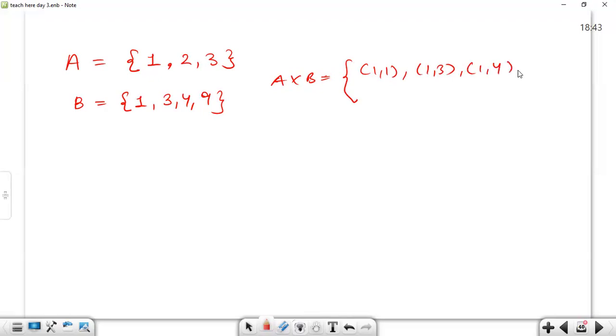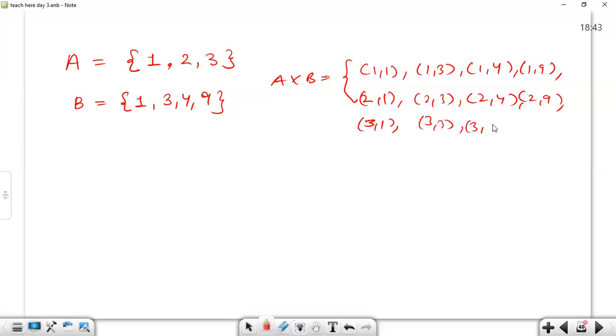(1, 1), (1, 3), (1, 4), (1, 9), (2, 1), (2, 3), (2, 4), (2, 9), (3, 1), (3, 3), (3, 4), (3, 9). Yes. So 3 into 4 is 12. So this is the Cartesian product.